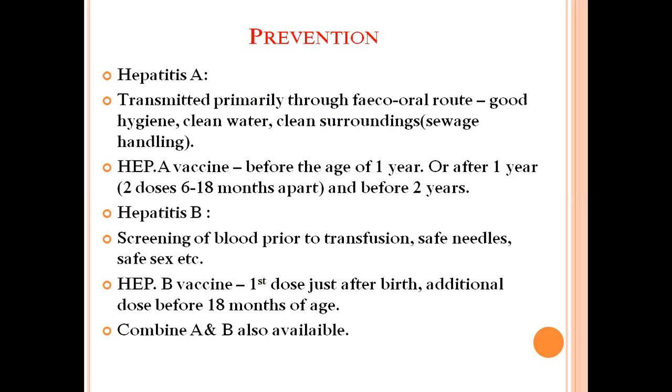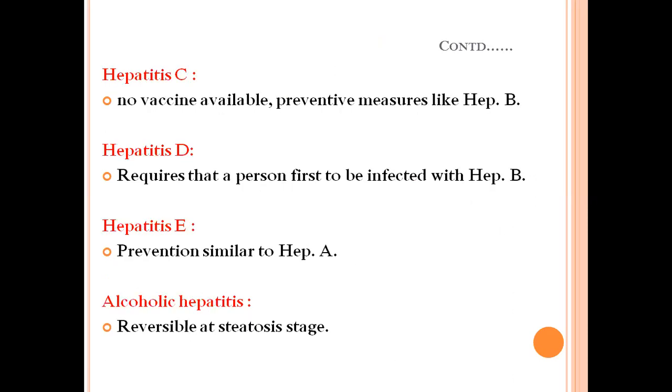Combination vaccines of hepatitis A and hepatitis B are also available. If we talk about hepatitis C, no vaccine is available. Preventive measures like those for hepatitis B should be taken, as we know this is transmitted through blood and multiple body fluids. Hepatitis D requires that a person first be infected with hepatitis B. For hepatitis E, prevention similar to hepatitis A should be done, that is good hygiene and clean water, because it is transmitted through the oral-fecal route.